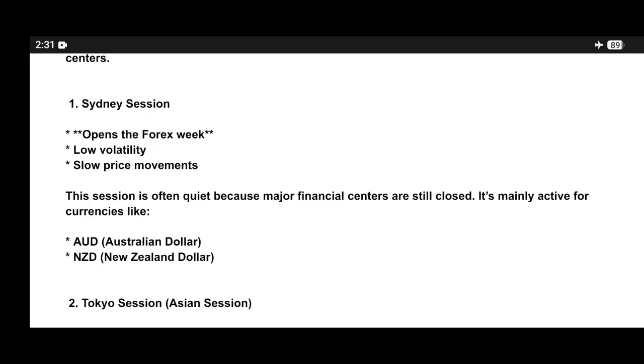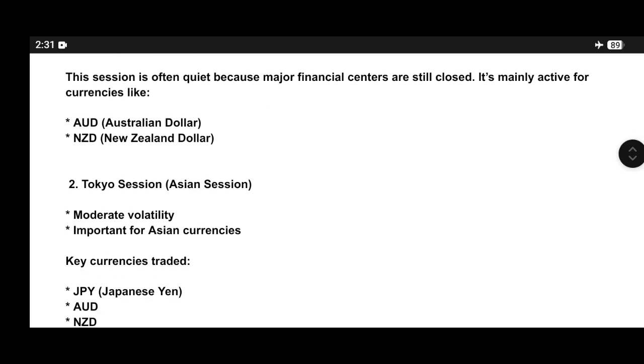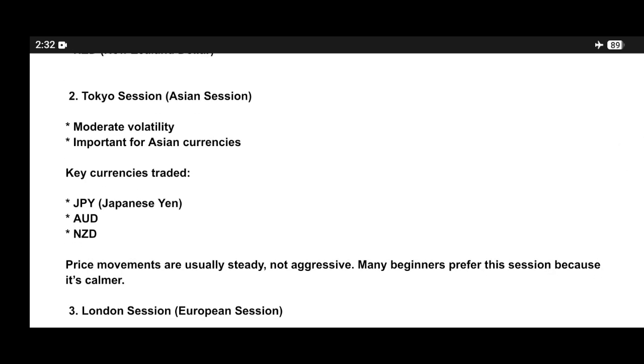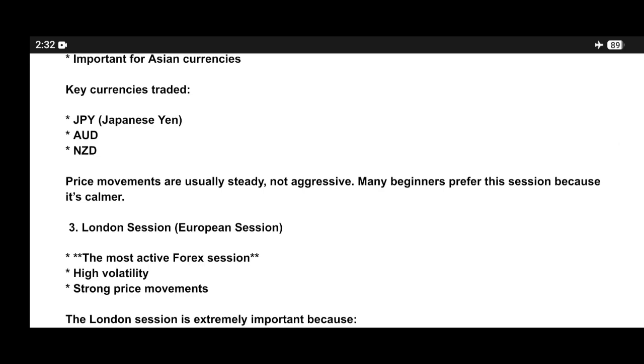Then number two, we have the Tokyo session, which is the Asian session. It has moderate volatility and is important for Asian currencies. The key currencies traded are the JPY, Japanese yen, Aussie dollar, and the New Zealand dollar. Price movements are usually steady, not aggressive. Many beginners prefer this session because it is calmer.